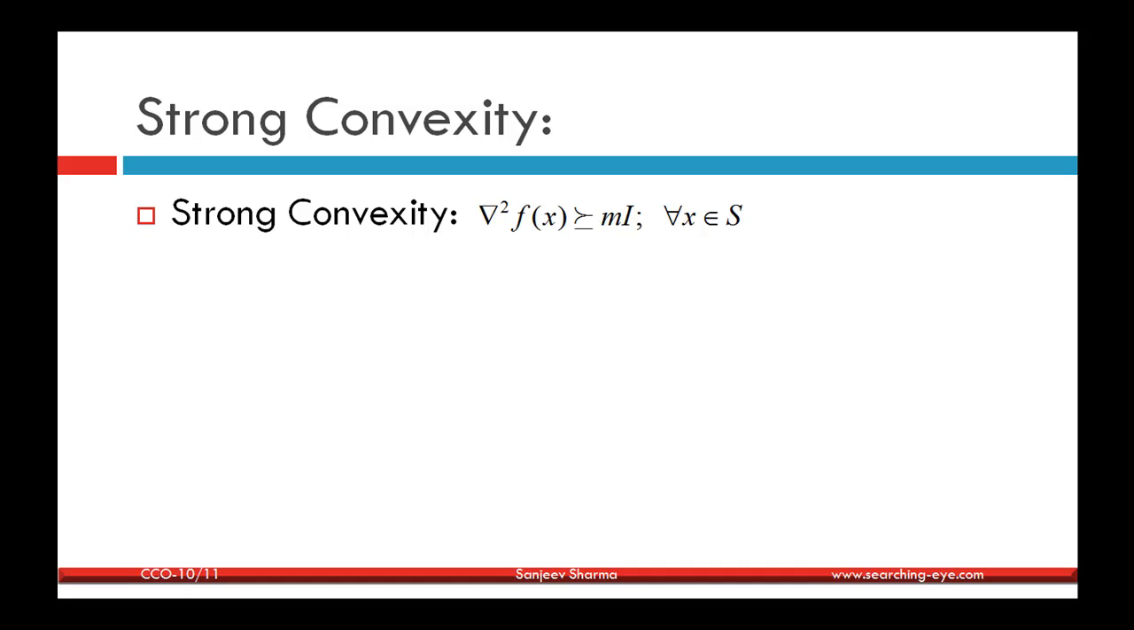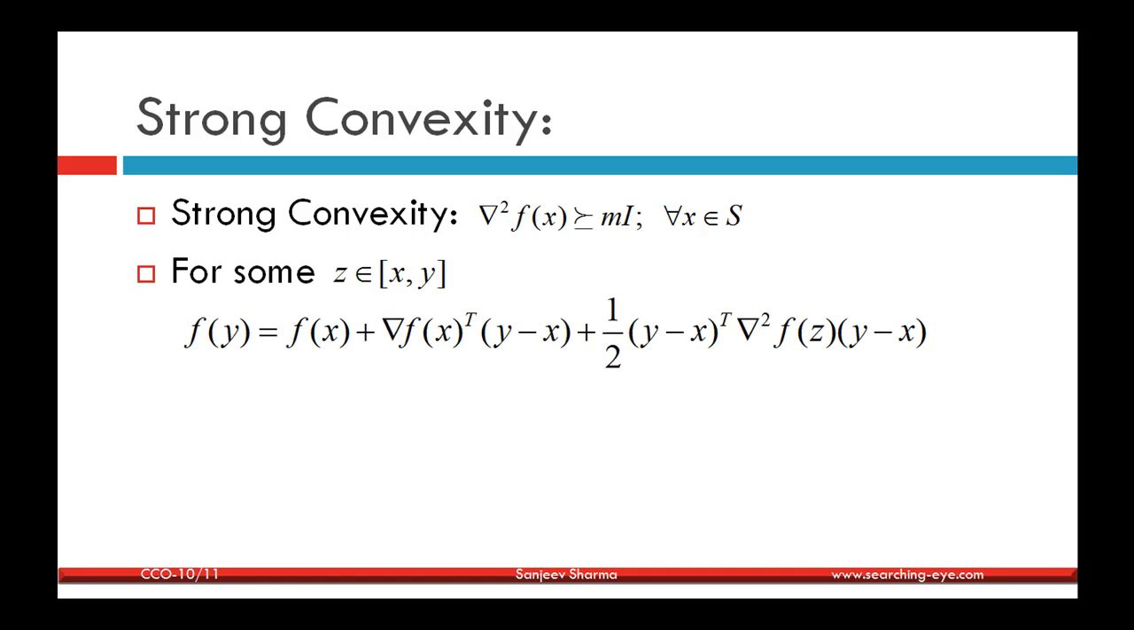So we assume that the strong convexity holds for each x belonging to the sublevel set, where m is some small positive constant. So the strong convexity implies that this equation holds, which states that f of y is equal to f of x plus del f x transpose y minus x plus half of y minus x transpose times del square f z times y minus x, where z belongs to the line segment connecting x and y, where x, y and z are vectors in R n.